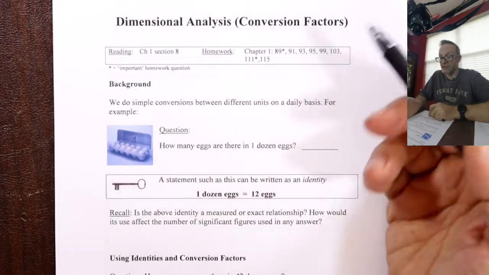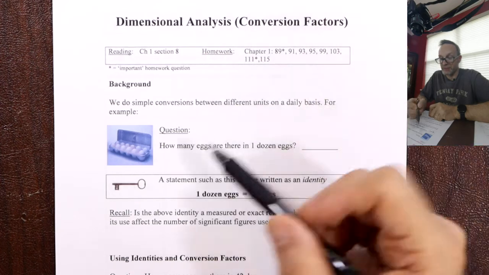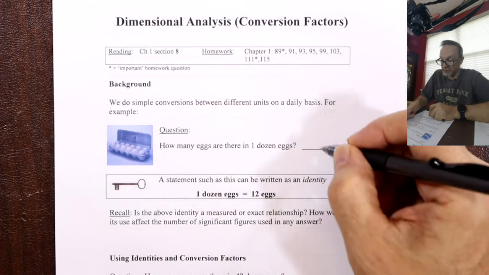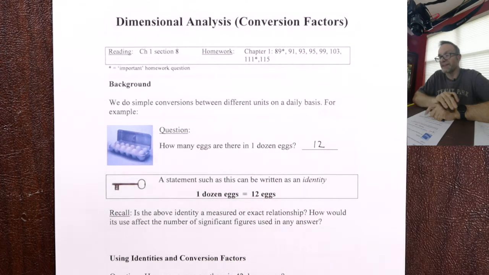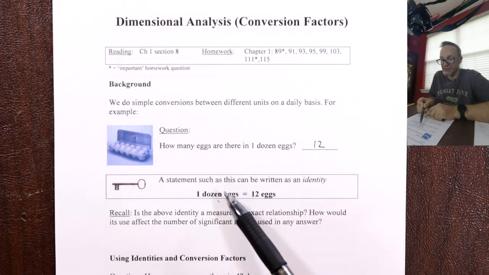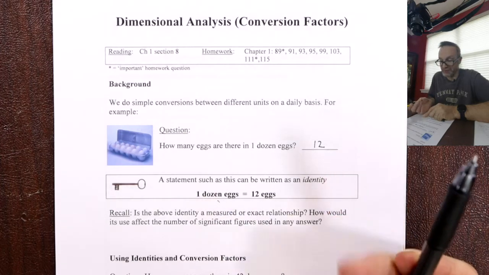we do simple conversions on a daily basis. For example, how many eggs in a dozen eggs? Well, obviously 12, right? So that's no surprise. 12 eggs in a dozen eggs, yeah? Now, if you look in the back of your textbook, if you have a textbook, okay? If you look in the back cover probably, you'll find a bunch of things like this, okay? So we say in words, well, there's 12 eggs in a dozen, right?